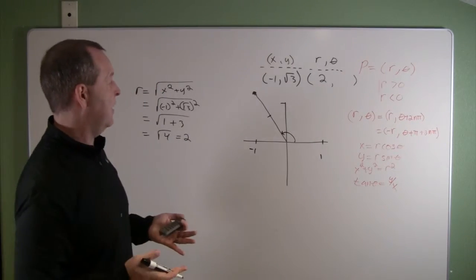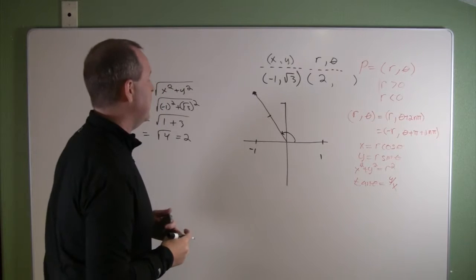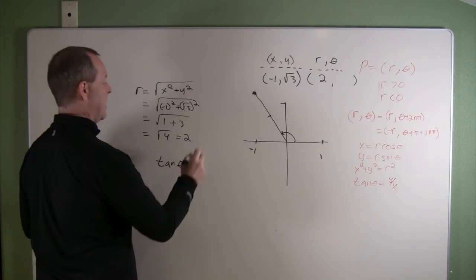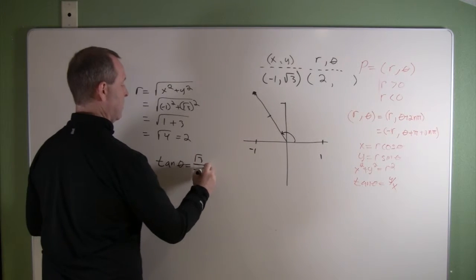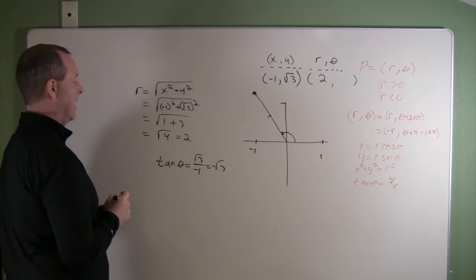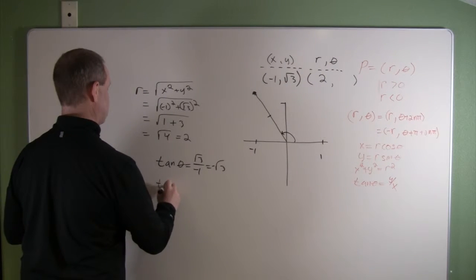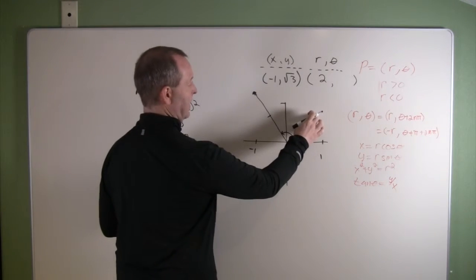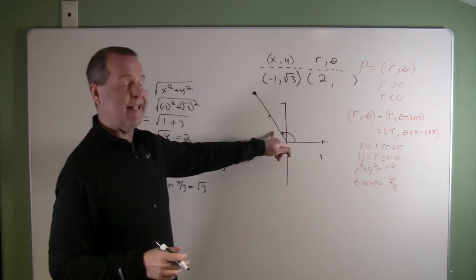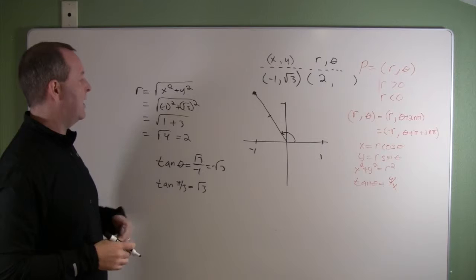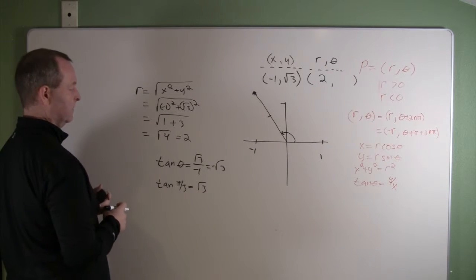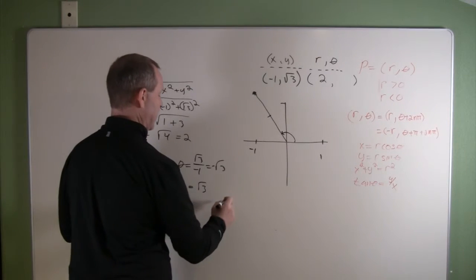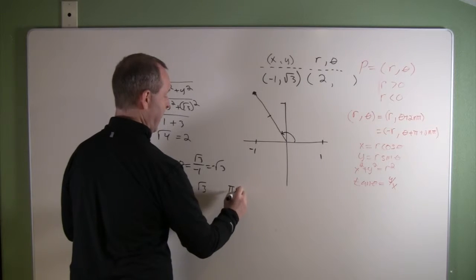And now let's figure out what its theta is. The tangent of theta equals y over x. So tangent of theta equals my y coordinate over x, which equals -√3. I know that the tangent of pi thirds equals √3. However, I have a tangent that's in the second quadrant, so I need to figure out what its second quadrant angle is. And so I'll have to take the full pi minus pi thirds.